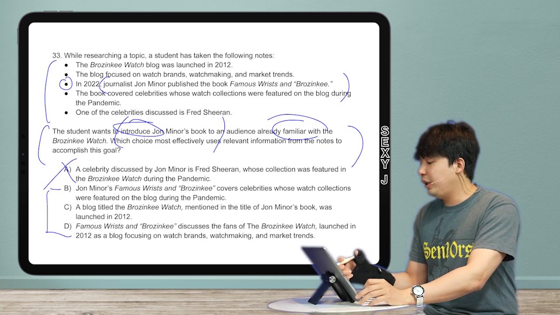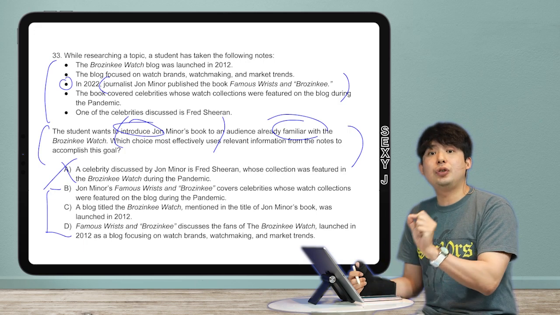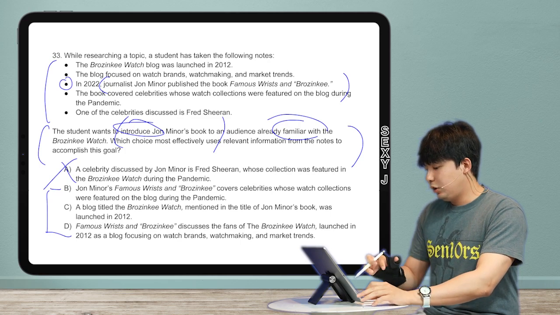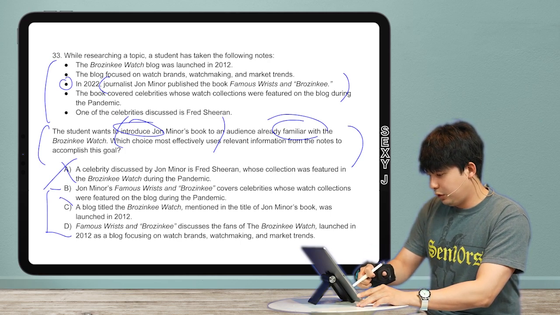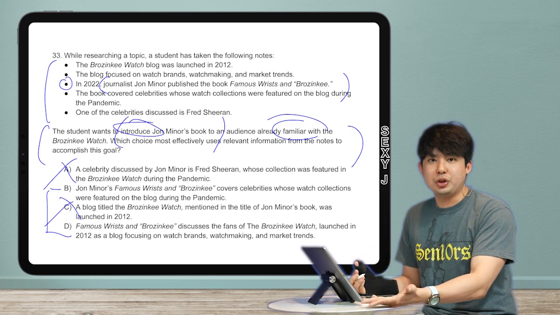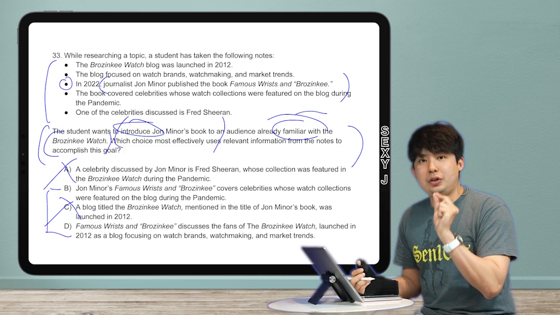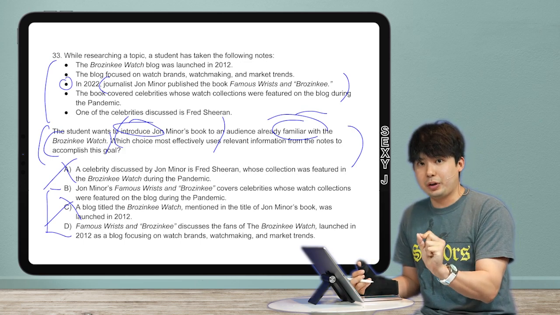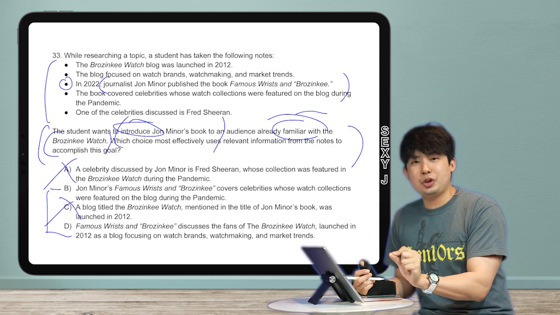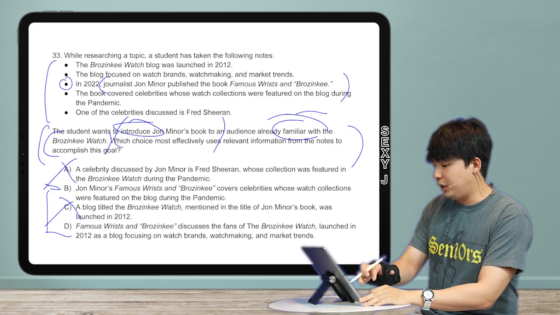Then next, familiar with Brzezinski watch. That means I don't need to describe what Brzezinski watch is, okay? So C is just telling us about the launching of Brzezinski watch. I don't need to know anything about it. If I say familiar with whatever, that means I don't want any information on that thing. It sounds a little bit counterintuitive, but just follow along. If it says familiar with blank, then my answer choice should have as little information on that blank as possible, okay? So the answer is either B or D.